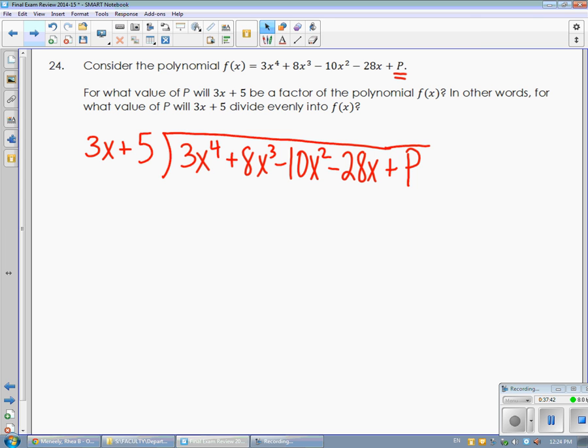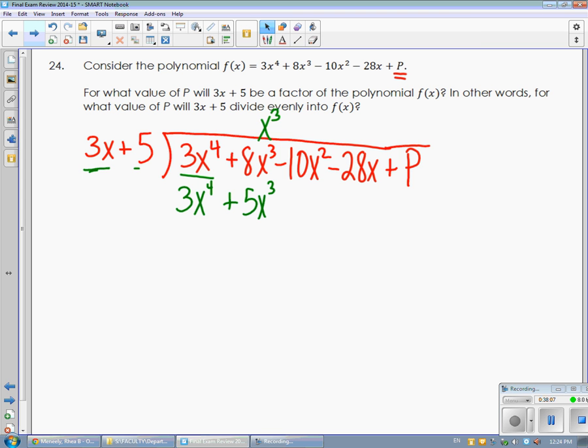I'm just looking first at my first terms, 3x and 3x to the 4th. What do I need to multiply 3x by to get 3x to the 4th? I already have the 3's, so the only thing I need now are 3 more factors of x. I'm going to put that over my second term, since what I'm dividing by is 2 terms. Now I multiply. X cubed times 3x gives me 3x to the 4th. X cubed times 5 is going to give me plus 5x cubed.